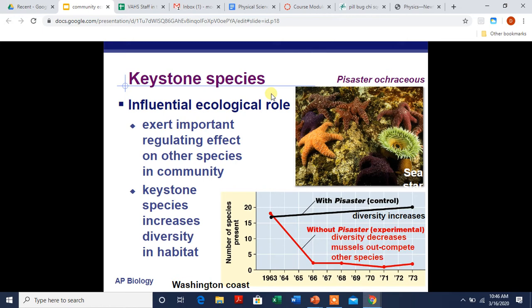Now compare it to the red line. As soon as we remove this keystone species, the diversity plummets. That's usually because keystone species work to open up other ecological niches or opportunities to gather resources that would not be there otherwise.